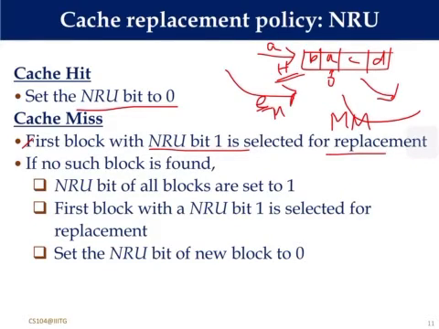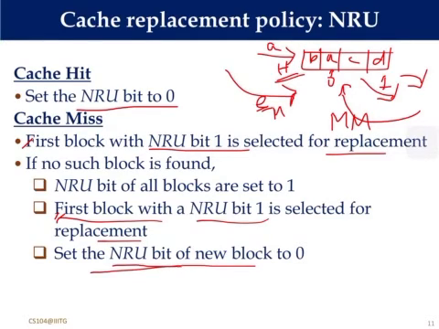And then it will be placed in the cache, if you recall your first class. Now if it is to be placed in the cache, something has to go. The question is, which one will go? The blocks having NRU bit 1 will go. If you have multiple blocks with NRU bit 1, you can choose any order. The first block with NRU bit 1 is selected for replacement, and the new block that comes has its NRU bit set to 0.